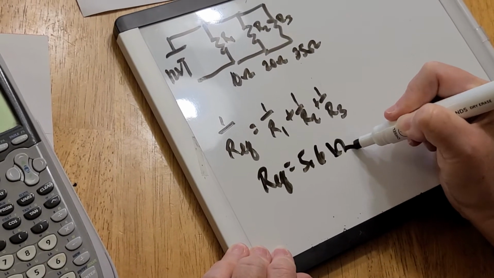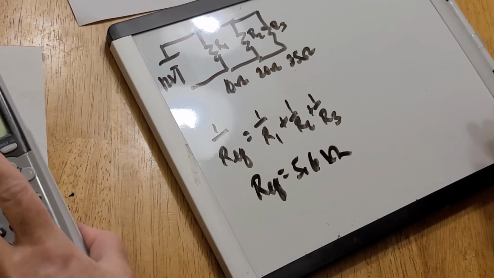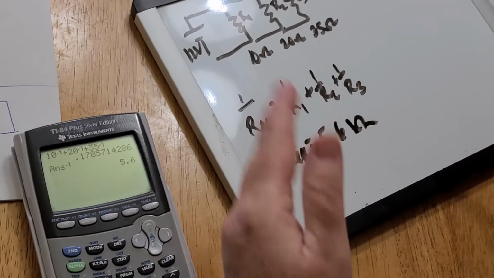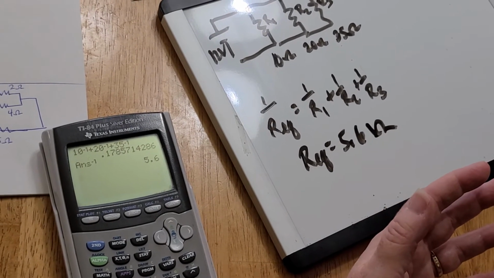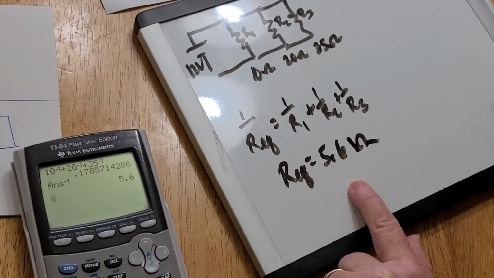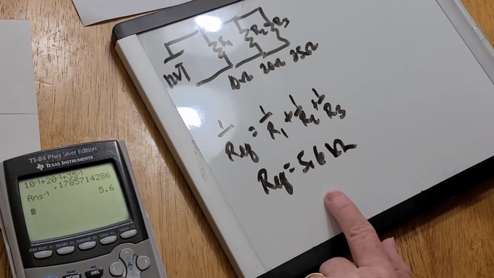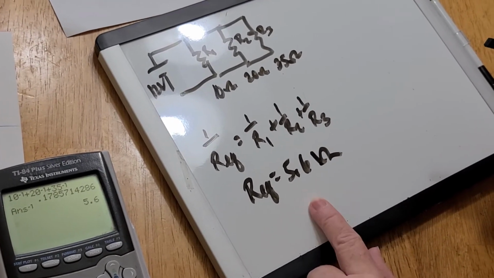No, I'm sorry, ohms. So just as a quick reminder, on the last one, when you put them all in series, the equivalent resistance was 65. When you put them in parallel, there's a lot less resistance. So that's the equivalent resistance.